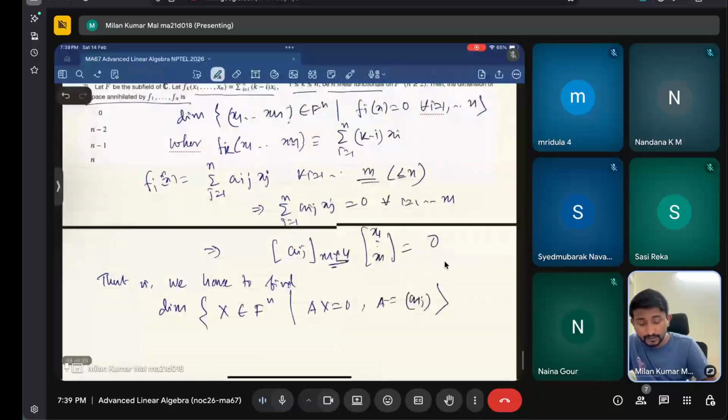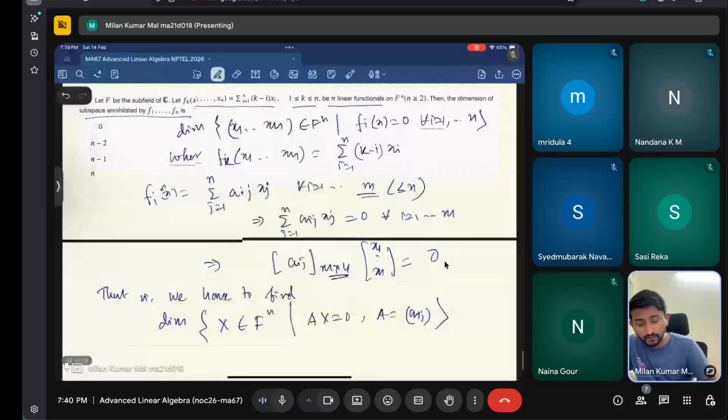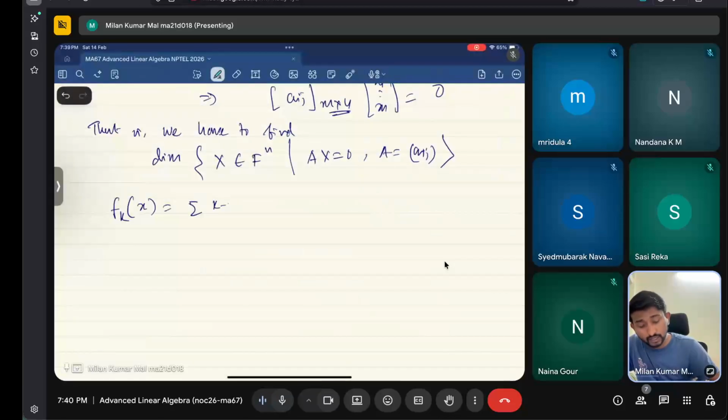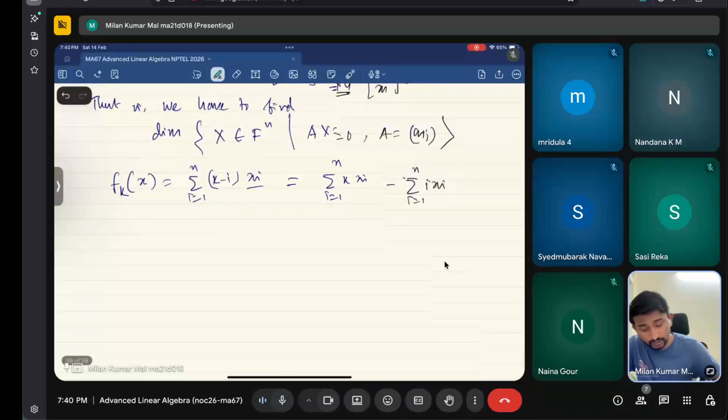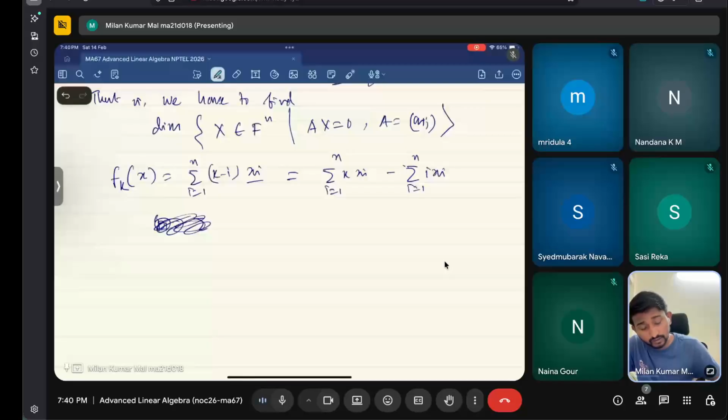So f_k(x) is actually the summation of (k minus i) x_i, i equals 1 to n, right? So we can write it as k times the summation of x_i, i equals 1 to n, minus the summation of i x_i, i equals 1 to n. This is something I'm writing in a slightly different way. So this is for all k equals 1 to n.